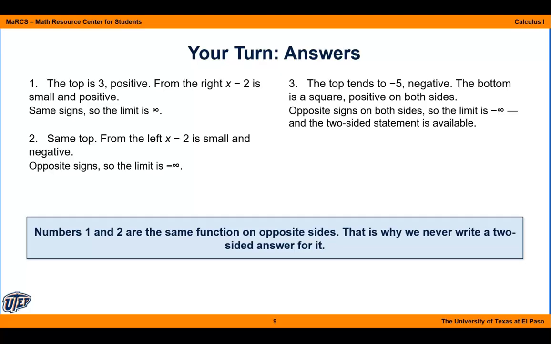For problem 3, the numerator approaches -5, while the square denominator remains positive on both sides. Therefore, both sides approach negative infinity, and the two-sided limit is negative infinity.